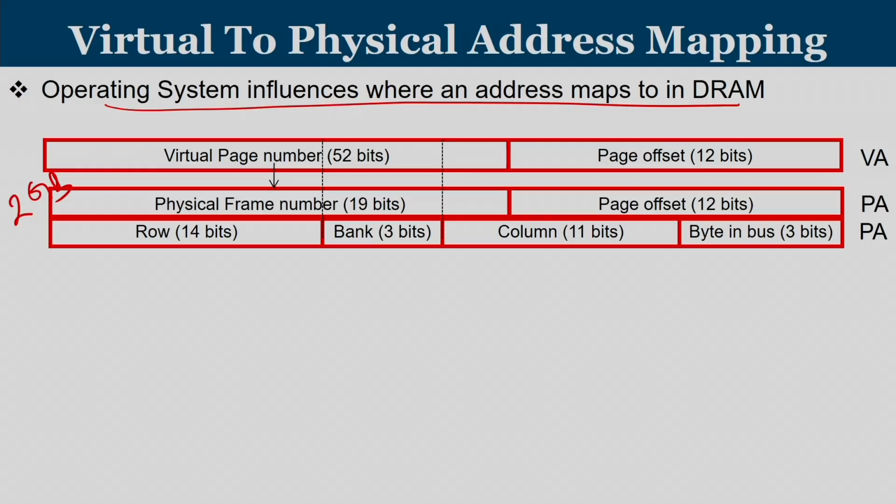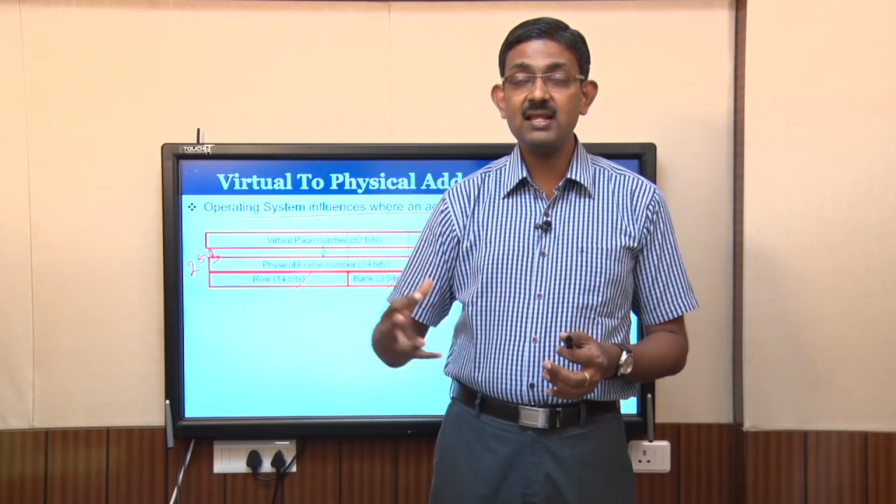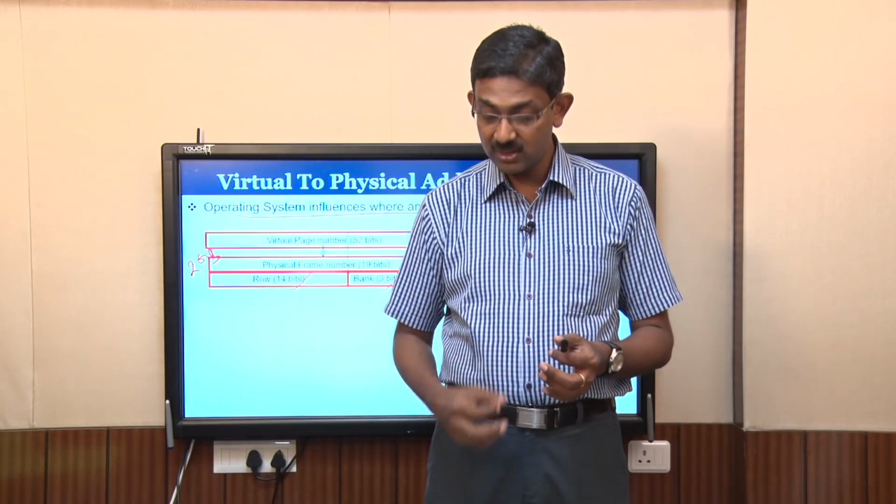So from among the 64 bit virtual address, you are going to convert into a 31 bit address. Essentially, it is these 31 bits, consisting of your frame and offset, that are to be divided into byte in bus, column bits, bank bits and row bits. Whatever the physical frame number, you have a total of 2 power 19 frames, that's why you use 19 bits for the frame number. So when somebody is requesting a physical address, that means you are going to assign a physical address for an incoming virtual address.